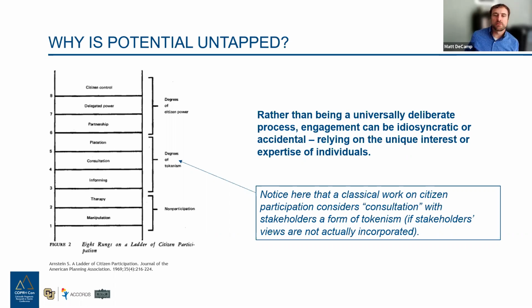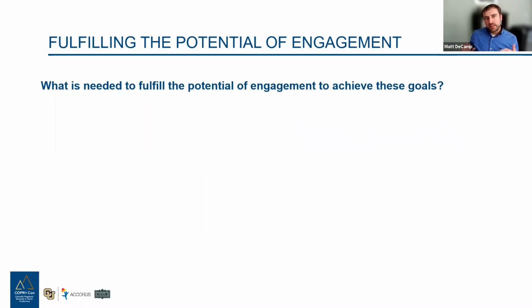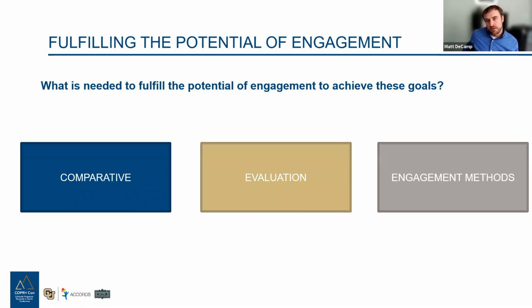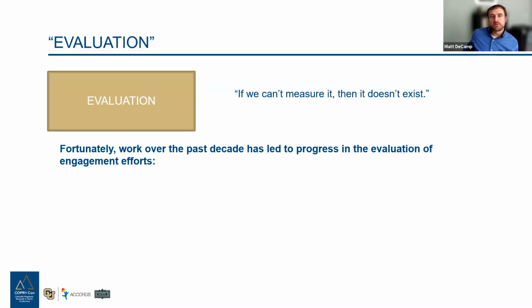So what do we think is needed to fulfill the potential of engagement to achieve these goals that I'm sketching out for you? Well, there are three things. We need to have comparative evaluation of engagement methods. I'm going to talk a little bit about each one, starting with evaluation. I mentioned that there's a growing body of literature around engagement.